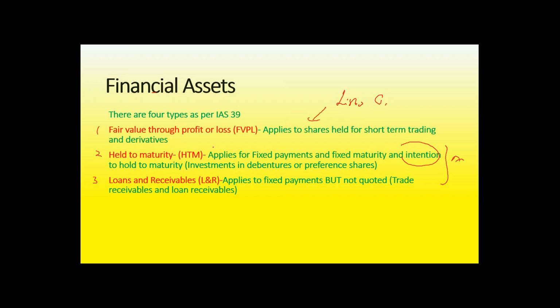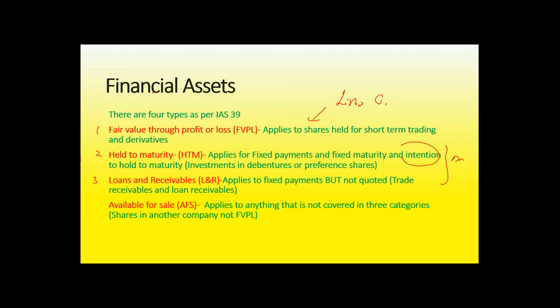So that kind of a thing, you will have to do it on the amortized cost. So that's the third category. Then we have the fourth category, which is basically anything that is not covered in the other three categories. So it's not a loan, it's not fair value to profit or loss, it's not held to maturity, anything that is not covered is dumped in the fourth category.